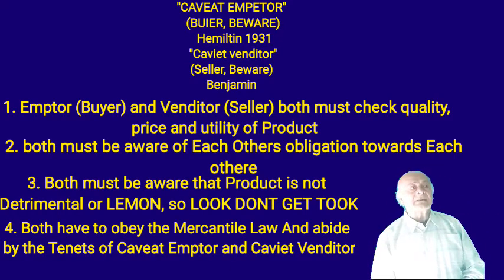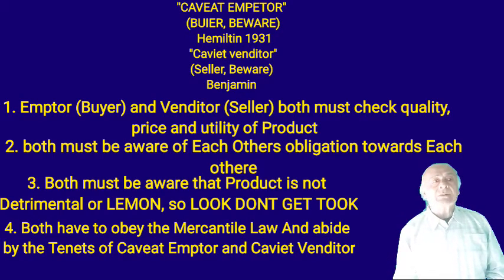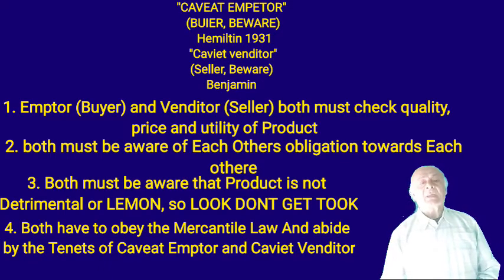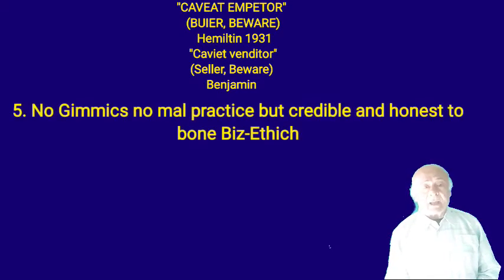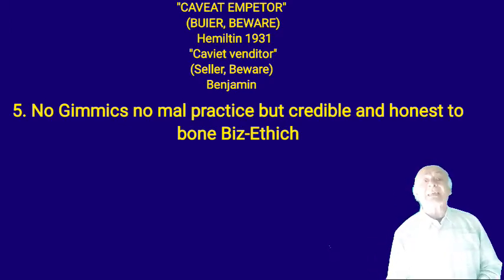Point number two is, both must be aware of each other's duty. The salesman, the seller, must also know what his duties are towards the buyer. The buyer must also know what his duties are towards himself. When you go out to buy a car, don't just listen to what the seller says and buy it. You also ask some questions. You ask about the negative things. You ask about the faults. You ask about the black swan.